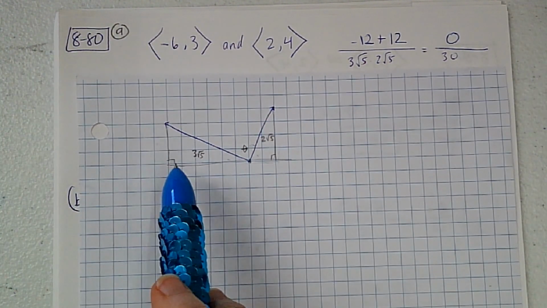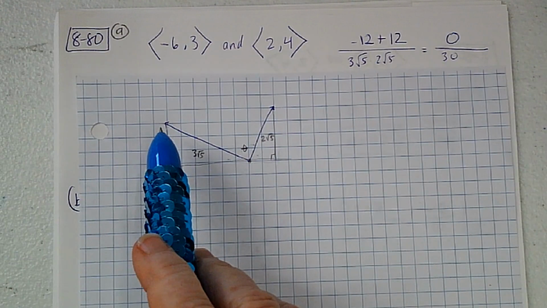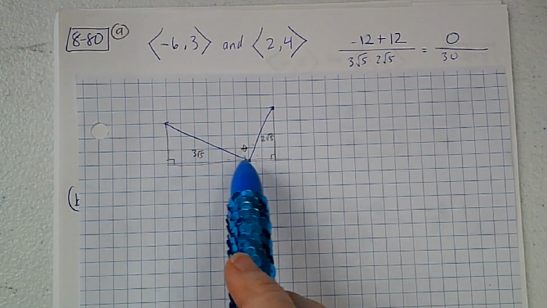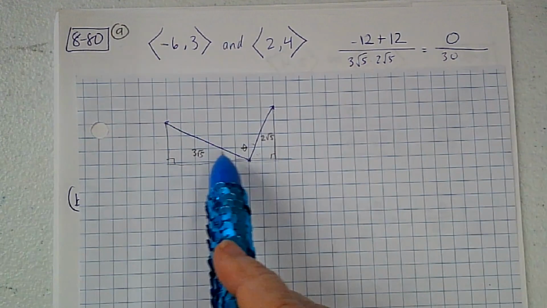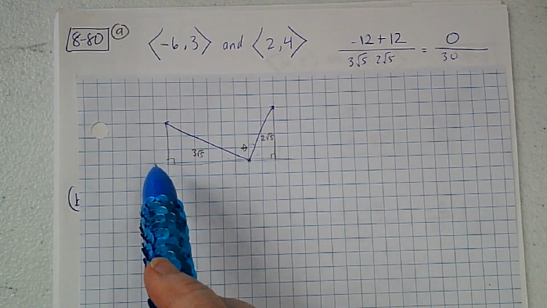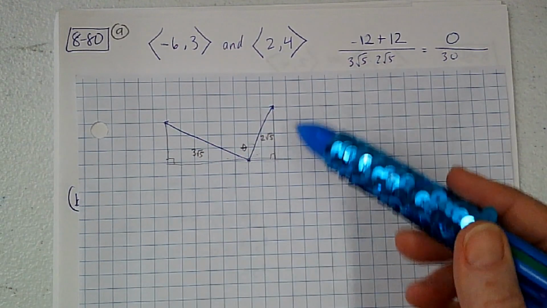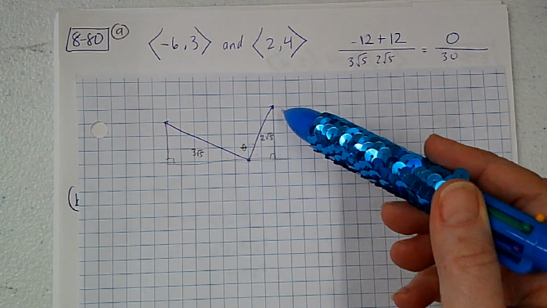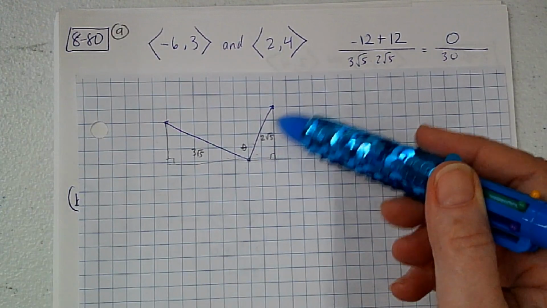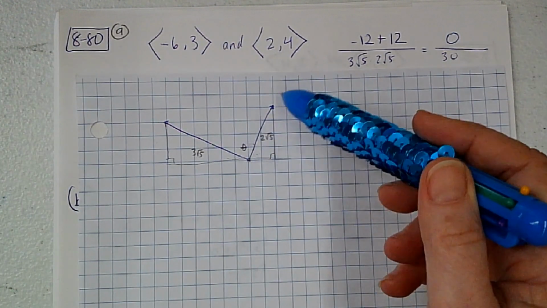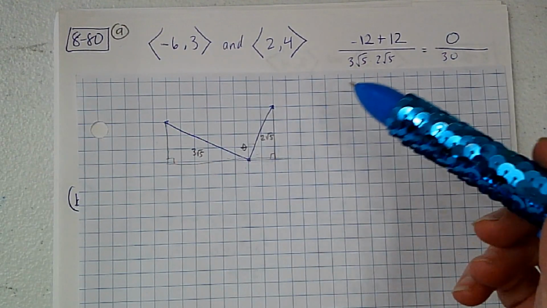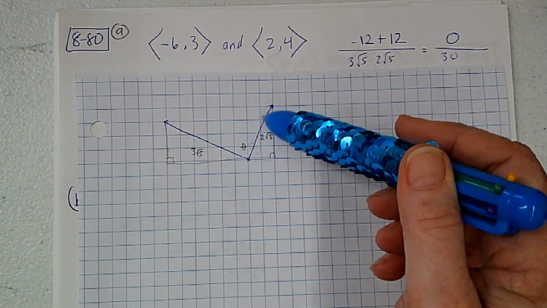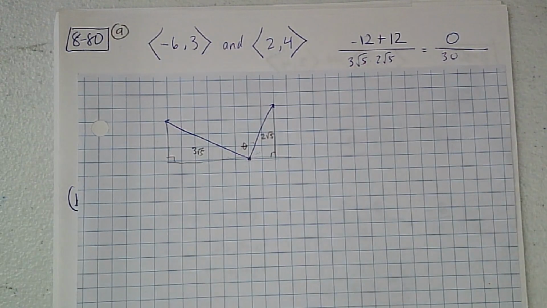So I went left 6, up 3, and I actually found the magnitude also, because I went 6 squared plus 3 squared equals c squared, and that number right there is the magnitude. But anyway, then I did right 2, up 4, and I, for some reason, thought it would be good to find the magnitude, so I did 2 squared plus 4 squared equals c squared, and that's where that 2 root 5, that's the magnitude.